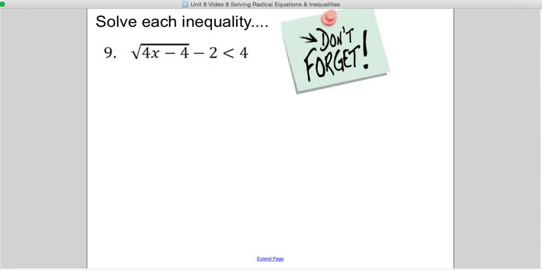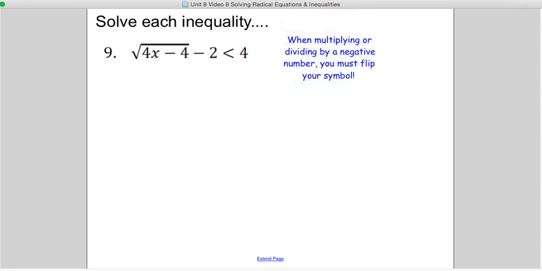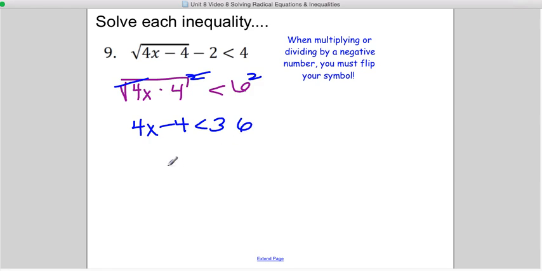Number 9, we're going to solve each inequality. Don't forget, once again, when you multiply or divide by a negative, you've got to remember to flip that sign. So here, we would add 2 to the other side, so I have the square root of 4x minus 4 is less than 6. I would square both sides. So I have 4x minus 4 is less than 36. Adding 4, I would have 4x is less than 40. And then divide by 4, I have x is less than 10.